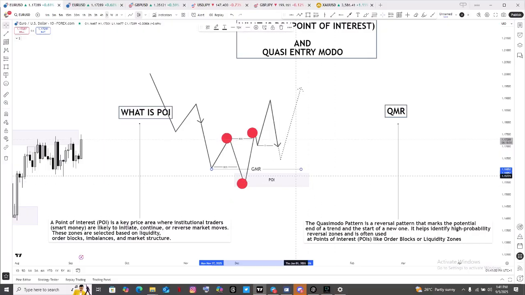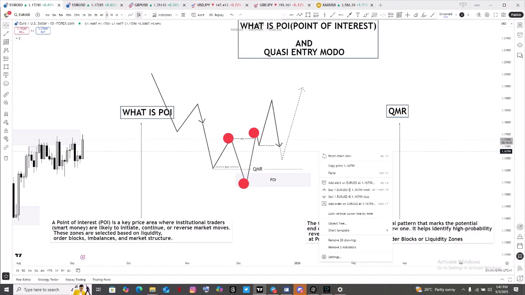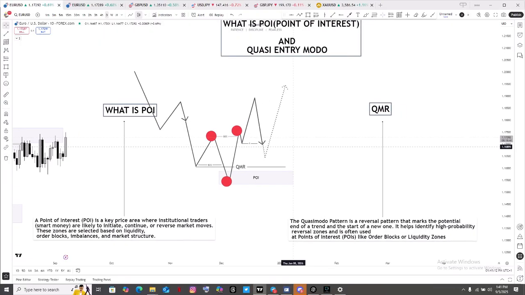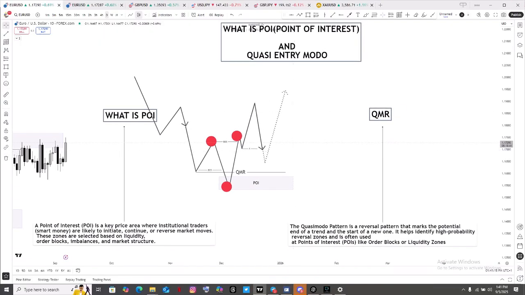Okay, this is supposed to be Q. Why is this not changing? Yeah, QMR, called Quasimodo. Yeah.